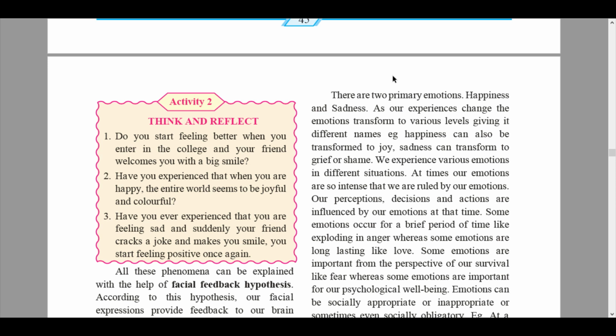Some emotions occur for a brief period of time, like exploding in anger, whereas some emotions are long lasting, like love. So just imagine that you're angry at someone. Once you have flushed out all of that anger, the rest of the day you just are quiet. With experience, I'm saying.